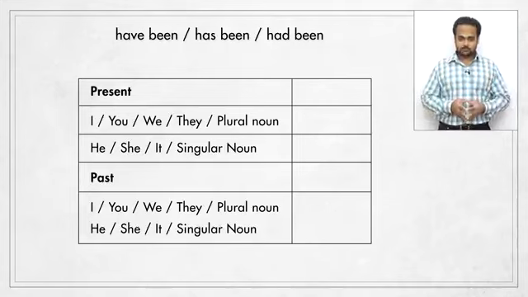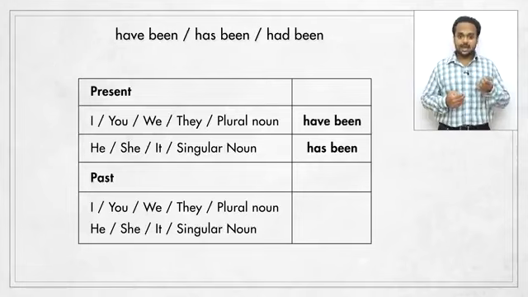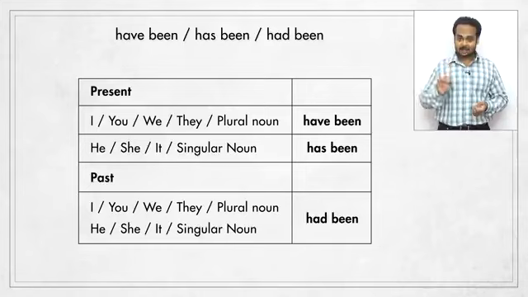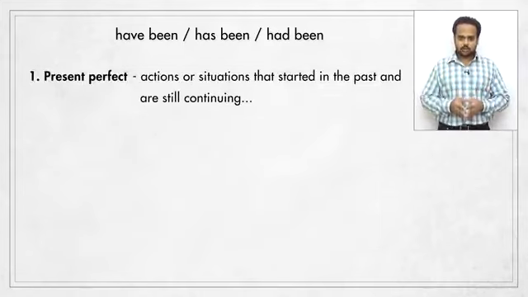Okay, let me test you. What do we use with he, she, it, or a singular noun in the present? We use has been. What about with I, you, we, they, or plural nouns? We use have been. And in the past tense, we use had been for all subjects. Good. So let's now talk about the first use of these forms.